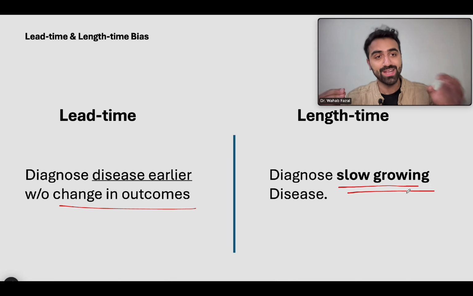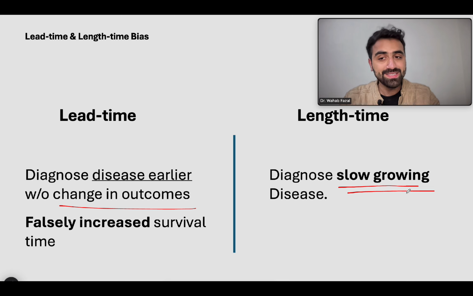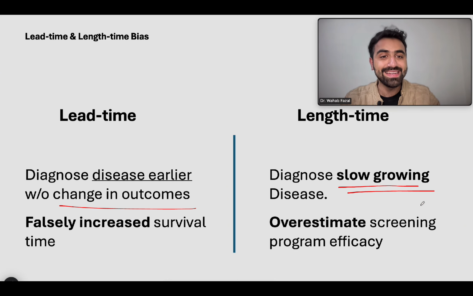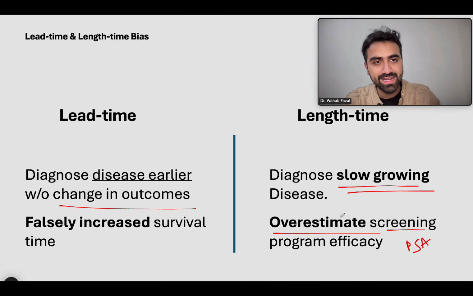You're just diagnosing a large number of people with a very good disease to have, and then treating them, like prostate cancer. What happens in lead time bias? You get a falsely increased survival time, but you're not doing anything for the disease. You're just diagnosing it earlier. What happens in length time bias? You overestimate the efficacy of your screening program. You overestimate the efficacy of PSA, that somehow PSA has improved the mortality in prostate cancer, when you're just getting extra very good people with the disease.